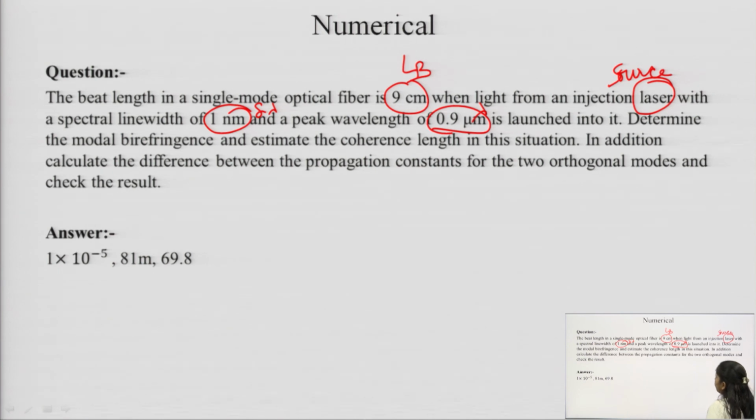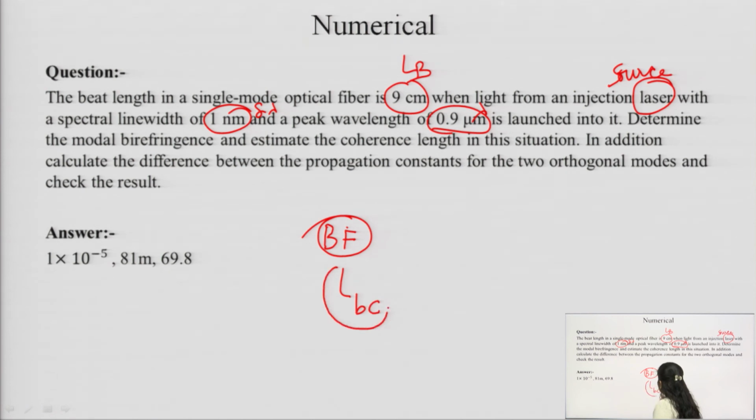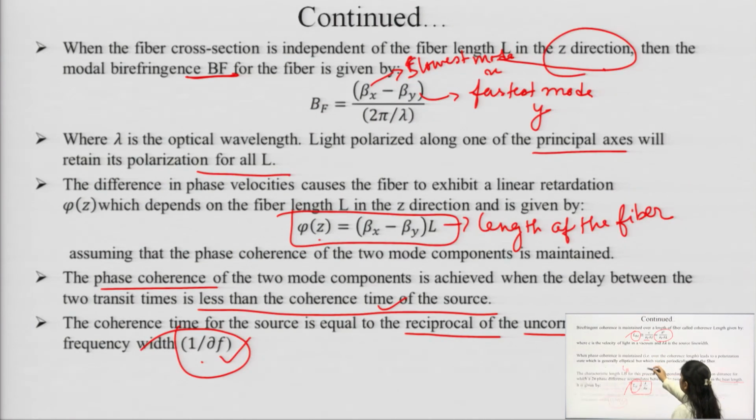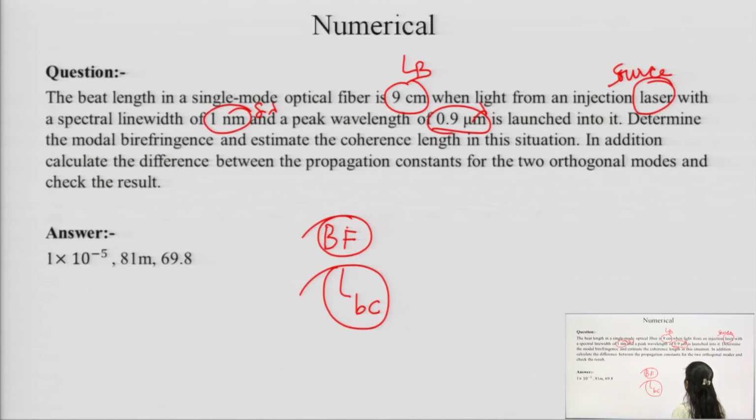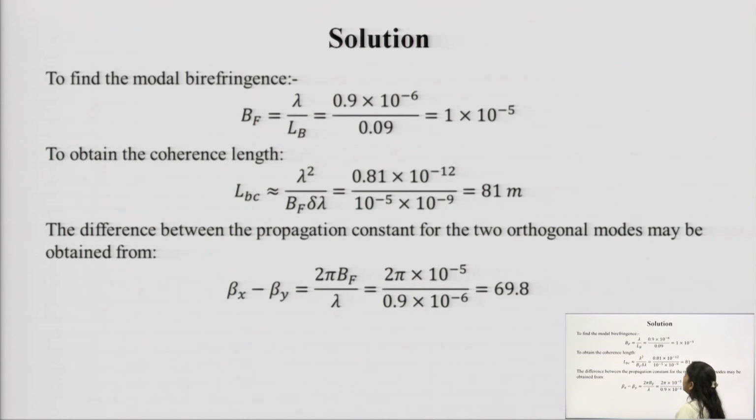Determine the modal birefringence Bf and the coherence length, that is Lbc, whose formulas are already given to you. In addition, calculate the difference between the propagation constants for the two orthogonal modes, beta x minus beta y, and then you have to check the result also.